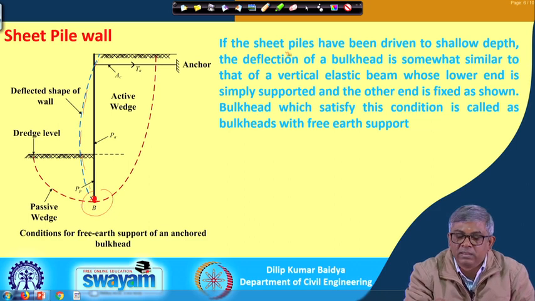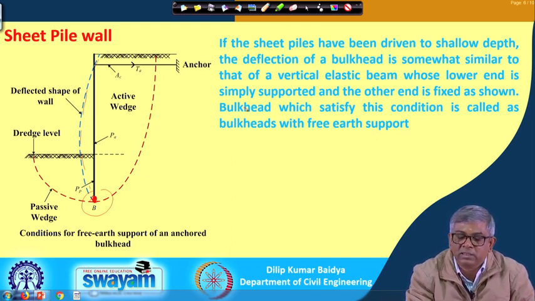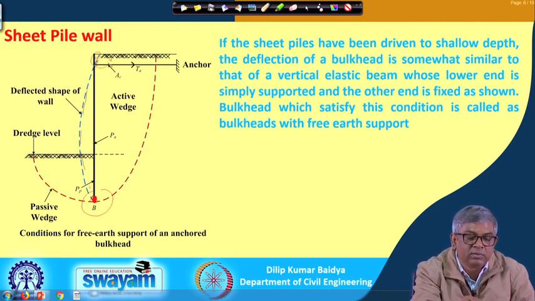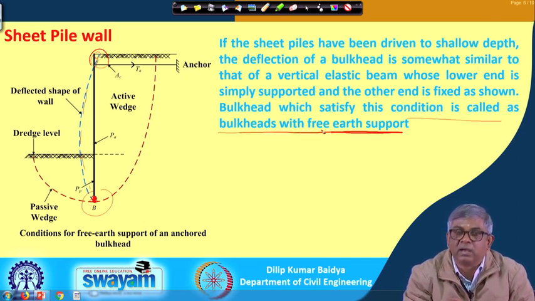You can see that sheet piles have been driven to shallow depth, the deflection of the bulkhead is somewhat similar to that of a vertical elastic beam, whose lower end is simply supported and the other end is fixed, as shown. This looks like fixed and this is simply supported, and because of that the condition is called bulkhead with free earth support.